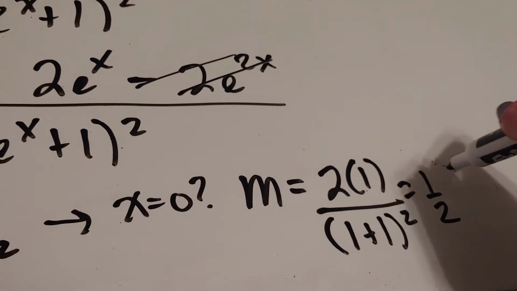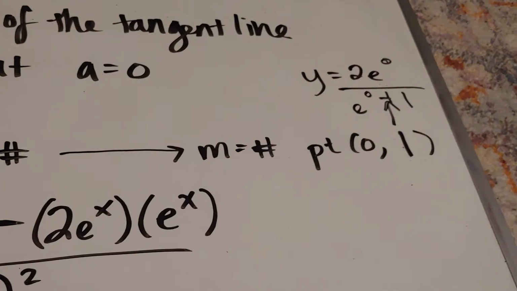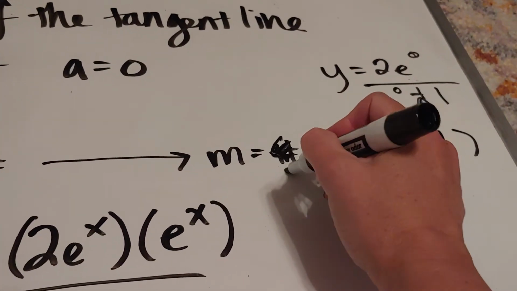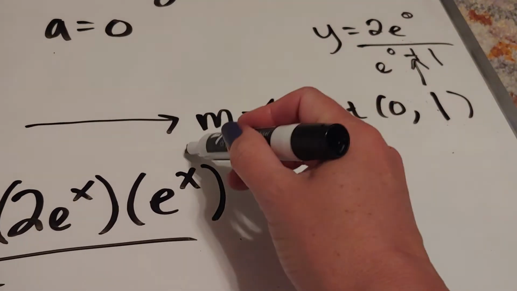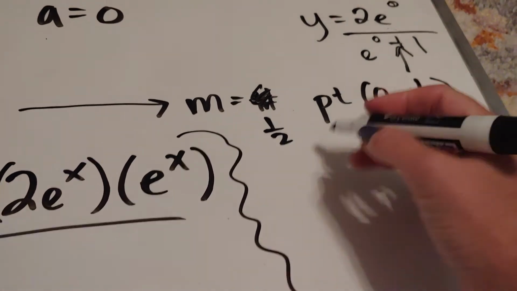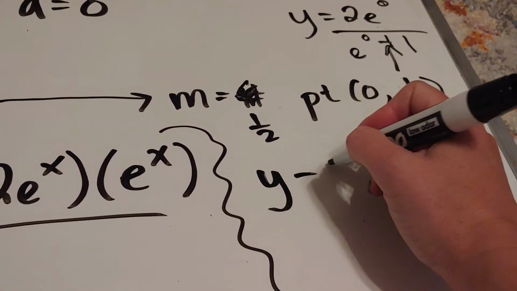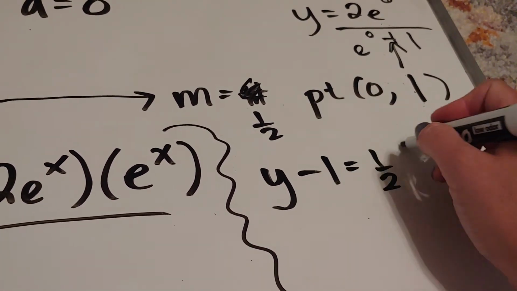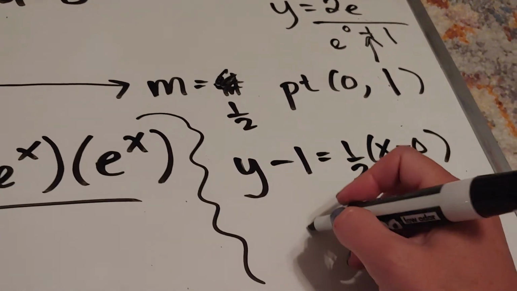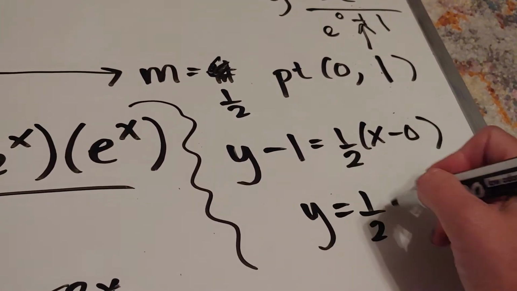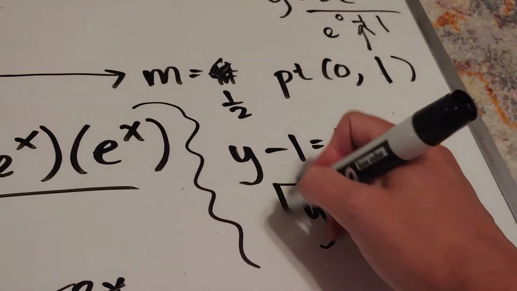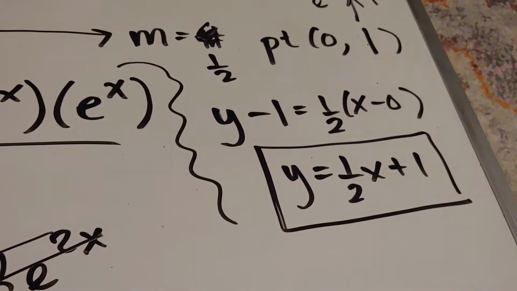All right, let's put it all together. Back up here, I now know it's a half. All right, so if I plop this in, y minus 1 equals 1/2 x minus 0, and clean it up, that is the equation of my tangent line.